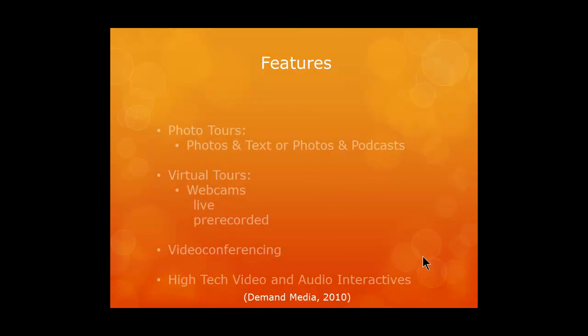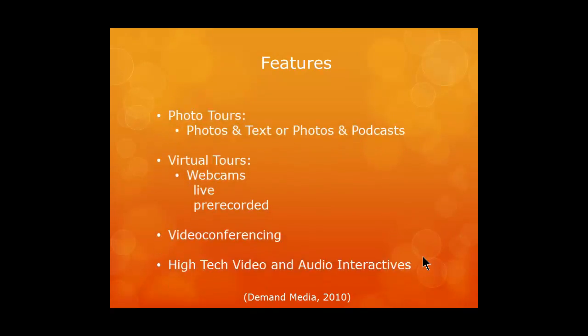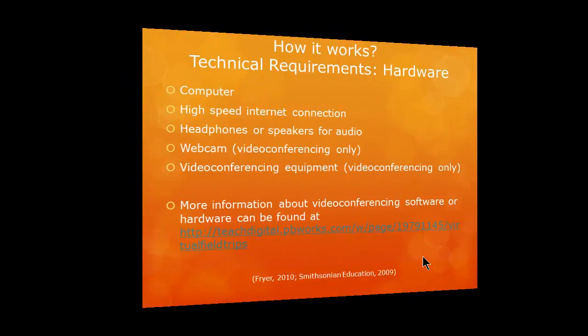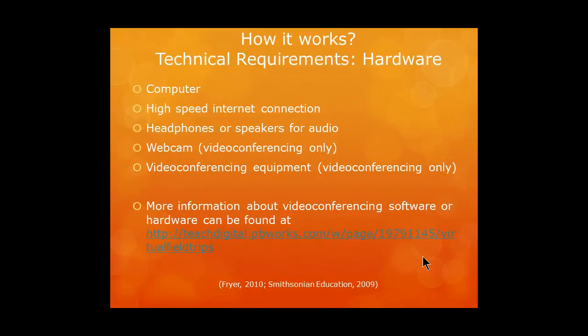Features include photo tours, photos and text or photos and podcasts, virtual tours, webcams, live or pre-recorded, video conferencing, or high-tech video and audio interactives. Hardware needed are a computer, high-speed internet connection, headphones or speakers for audio, and of course a webcam or video conferencing equipment. If you need more information on what is needed for software and hardware for video conferencing, you can check out this webpage.